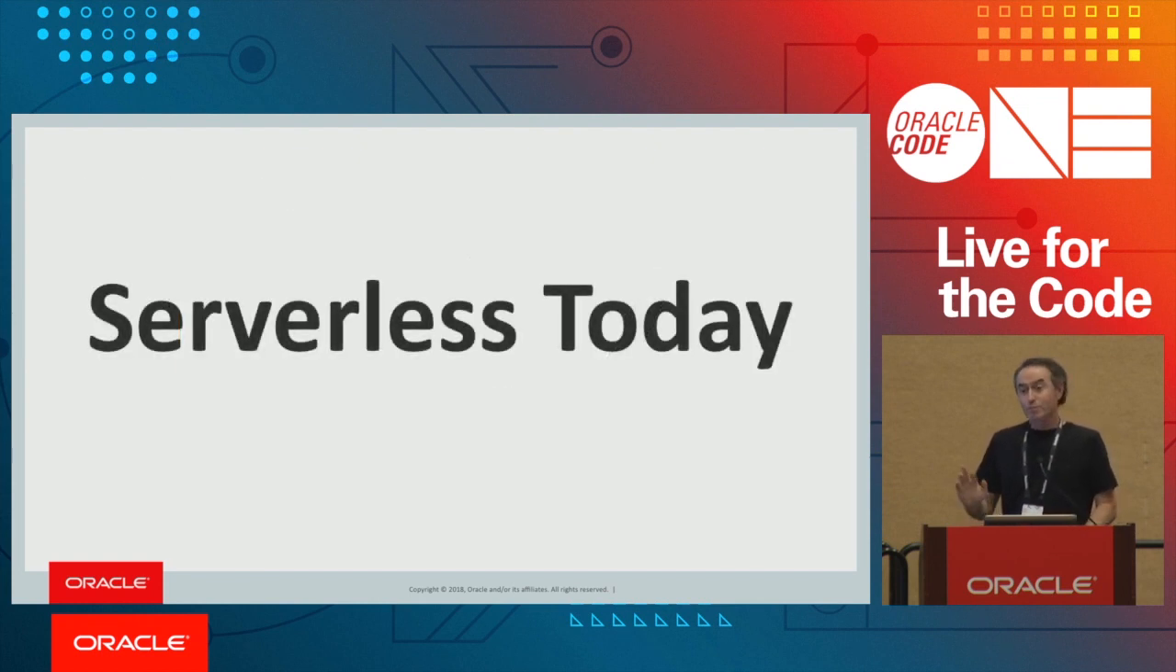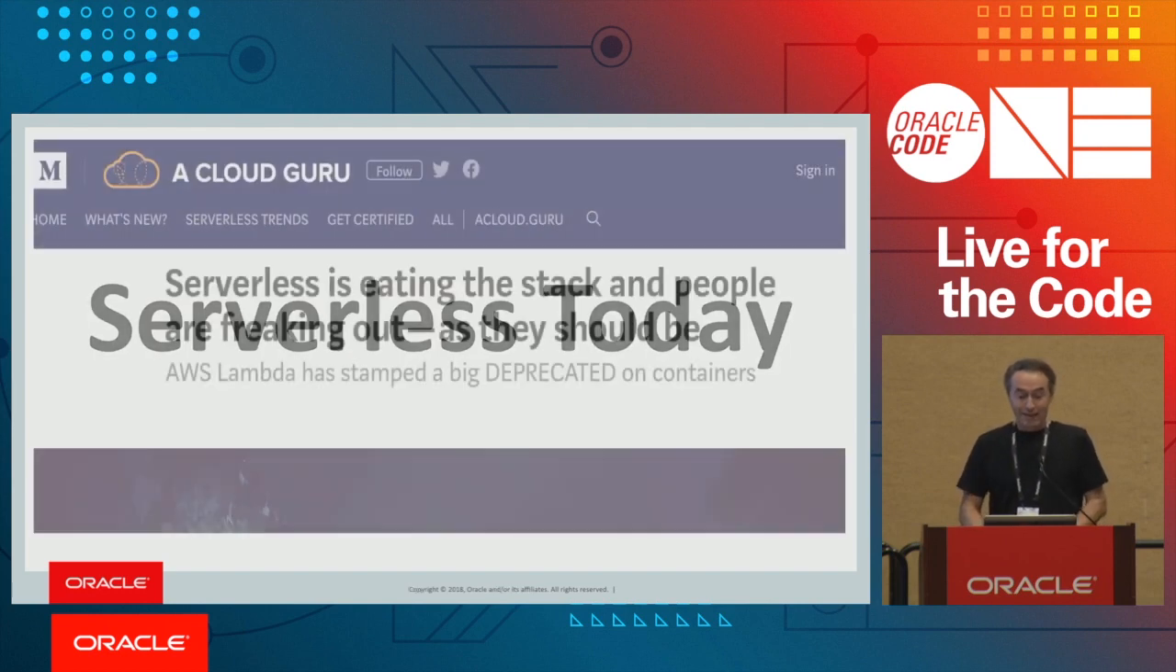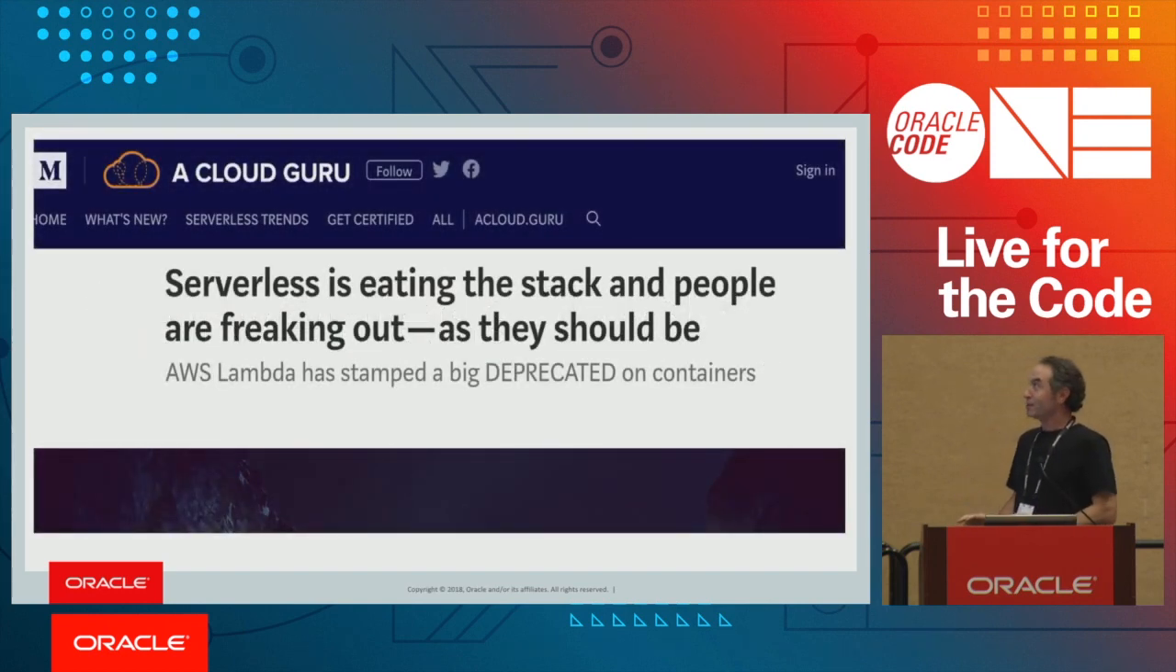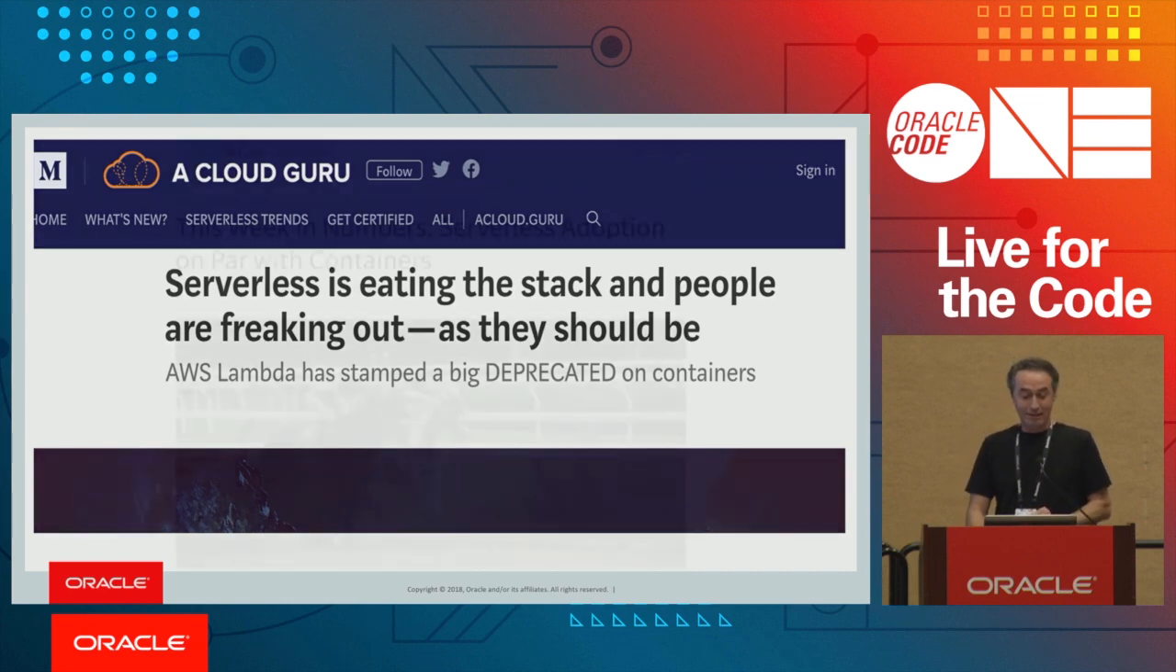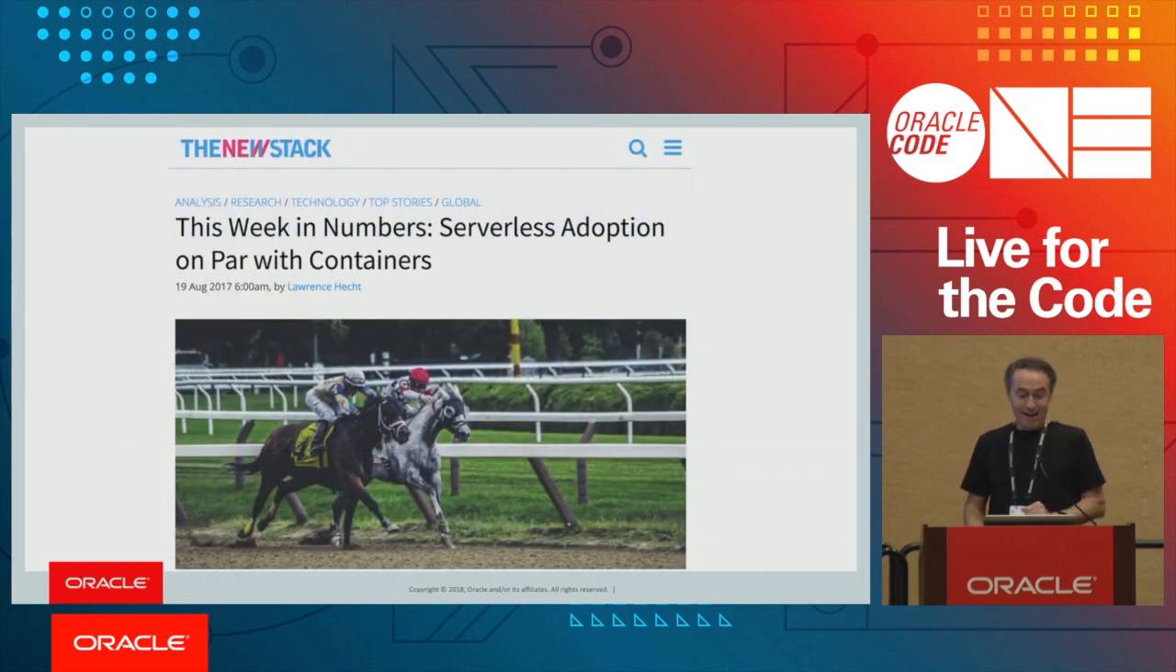So let me give you the good news, bad news about serverless at this point, or functions, okay? So there's a lot of hype. So here are some headlines. Serverless is eating the stack, and people are freaking out. Woohoo! Lambda has stamped deprecated on containers. Containers apparently are dead. Okay, now this is from last year. It might be premature to claim they're dead. Here's another one. Serverless adoption on par with containers.